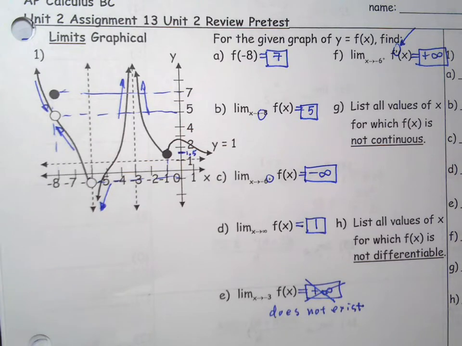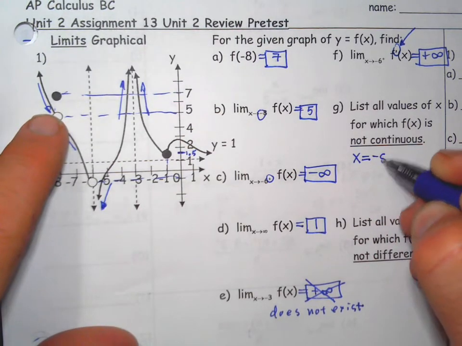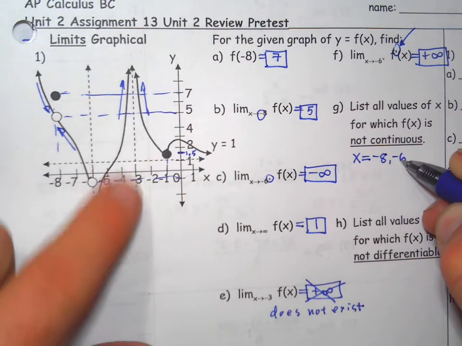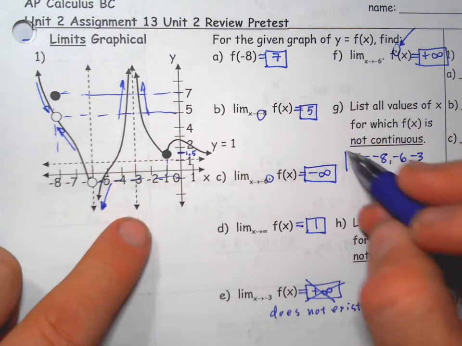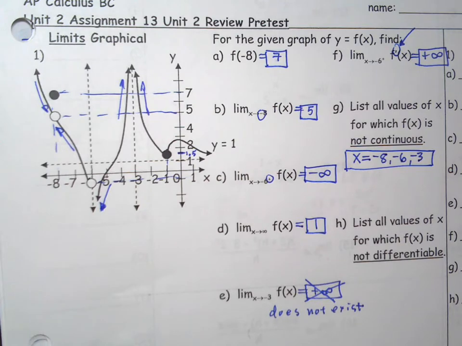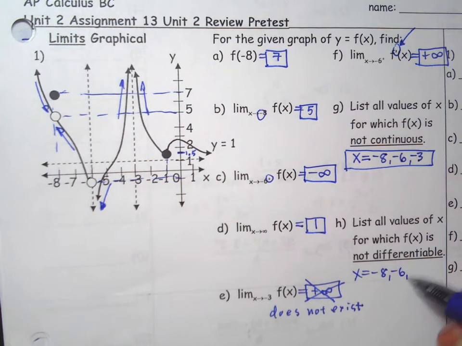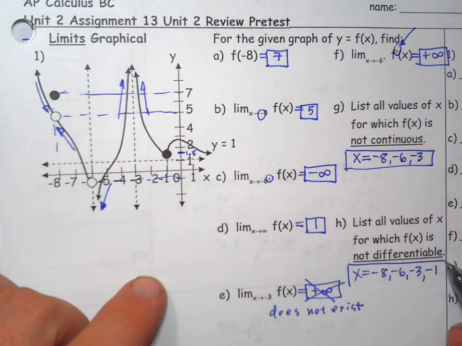G, list all the values of x for which f of x is not continuous. That would be any holes, jumps, -8, vertical asymptotes, -6 open dot, -3, -1 is okay. List all the values for which f of x is not differentiable. Well, if it's not continuous, it's automatically not differentiable. So any of the answers from the previous problem, plus any corners or cusps or sharp changes to graph. So -1 would be the extra answer on that one.